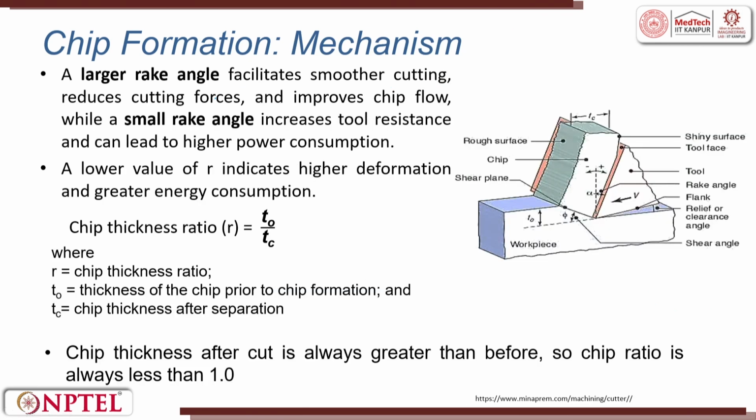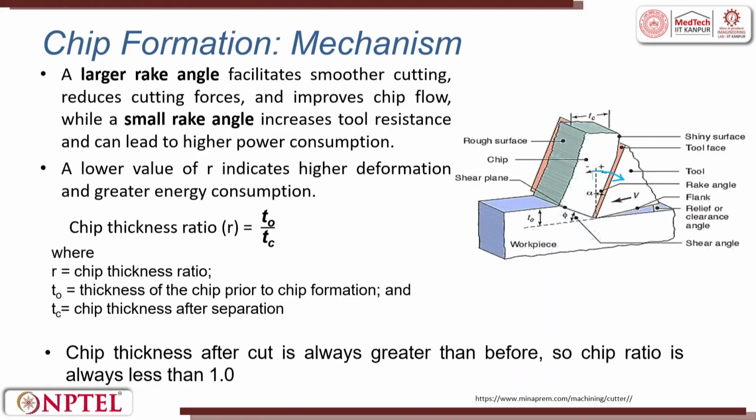So, the large rake angle facilitates, so this is large, right. So, this is positive. Positive large rake angle facilitates smoother flow of the chip, isn't it. So, you have a tool, the chip moves. Now you reduce the angle of that tool, so now the chip will flow easily. The larger rake angle facilitates smoother cutting, reduces cutting force and improves chip flow.